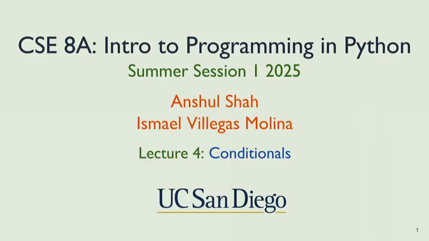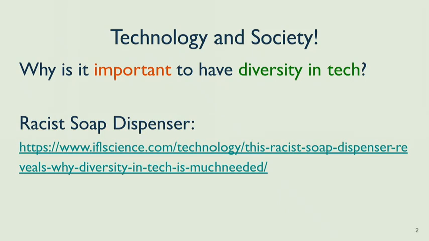Before we get started, why is it important to have diversity in tech? This is something that is very important to me, trying to create a more diverse computer science population whenever I can. And this is just one example of what it could be. There's this thing called the racist soap dispensers. You know those automatic soap dispensers? You put your hand there and you get something and you wash your hands.